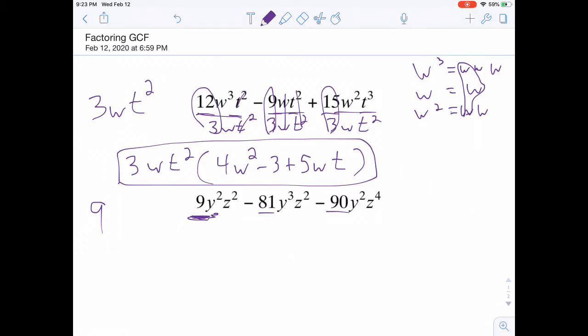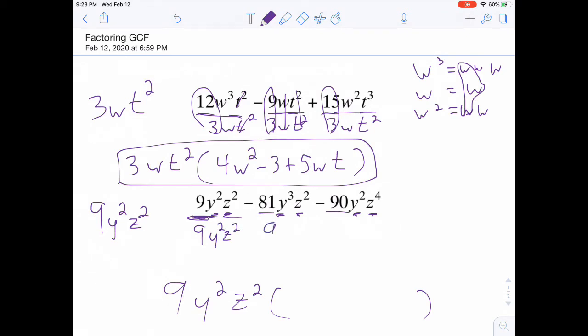My y's, I have y squared, y cubed, y squared. I could pull out y squared from all of those evenly, and I have z squared and z to the fourth, which means I could pull out z squared from all of them. So 9y squared z squared is my GCF. I'm going to open up a set of parentheses, and I'm going to divide all of these by my GCF.